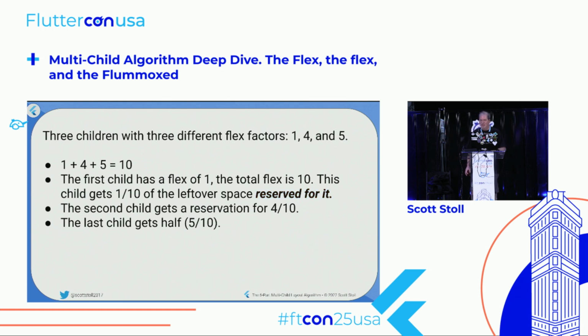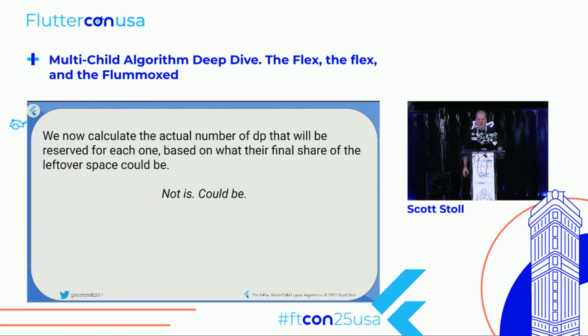The second child gets a dinner reservation for 4 out of 10, or 40%. Then the last child gets half. So what we're going to do then at the next point is calculate the DP, which is density independent pixels. And we can calculate the actual number of DP that will be reserved for each one based on what their final share of the leftover space could be. All right, not is, could be.